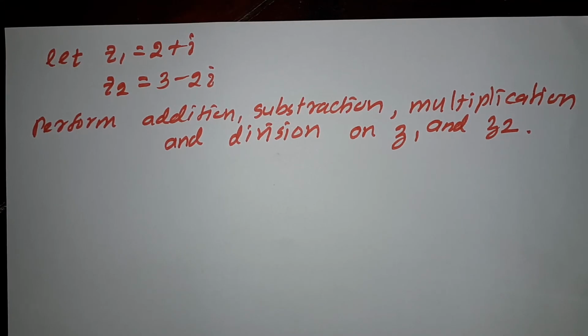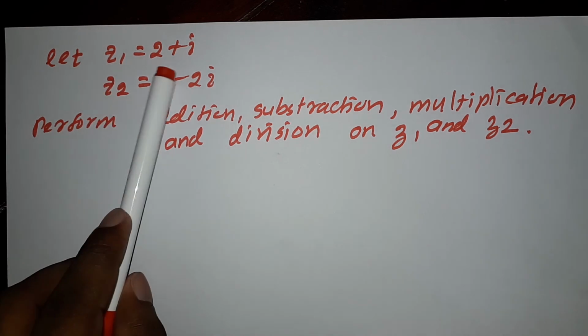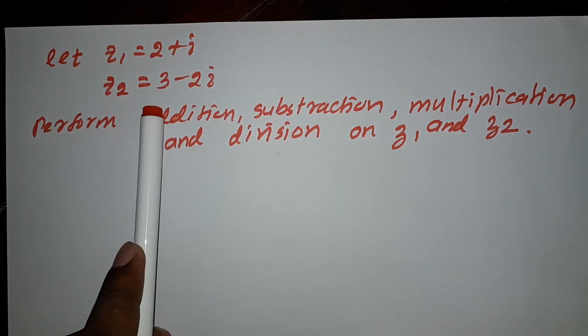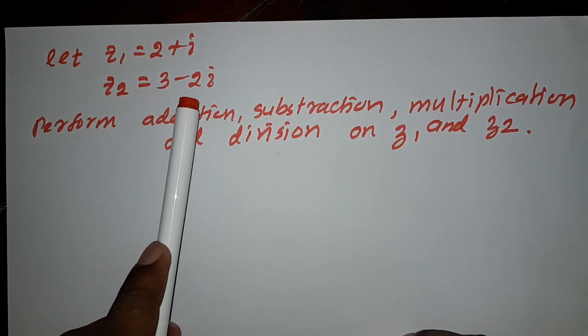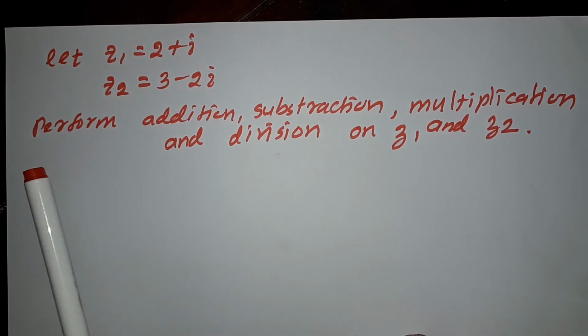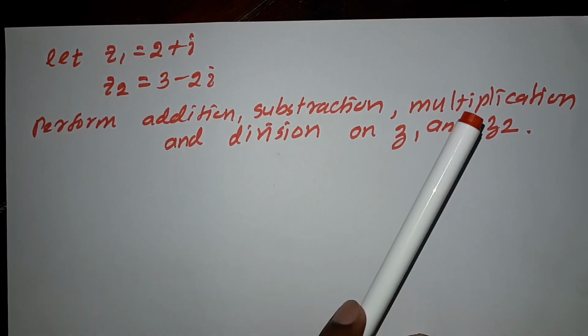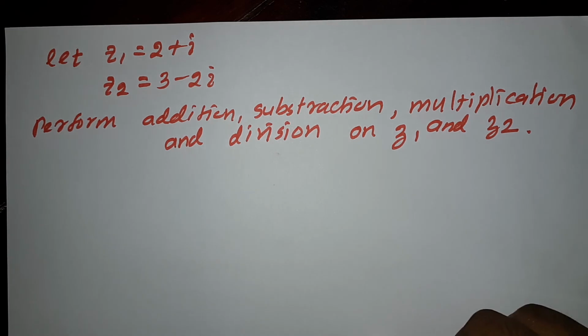Let's look at addition, subtraction, multiplication and division between two complex numbers. So as the question, let z1 be 2 plus i and z2 be 3 minus 2i. Both of these are complex numbers, and perform addition, subtraction, multiplication and division on z1 and z2. To begin with, addition is quite simple. You simply add the two real parts together and the two imaginary parts together.